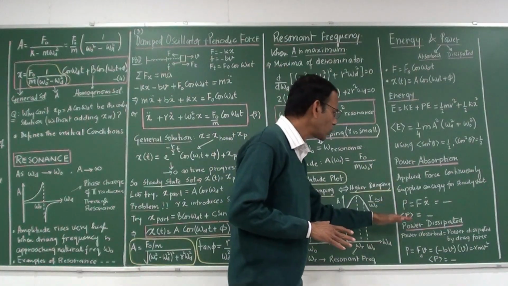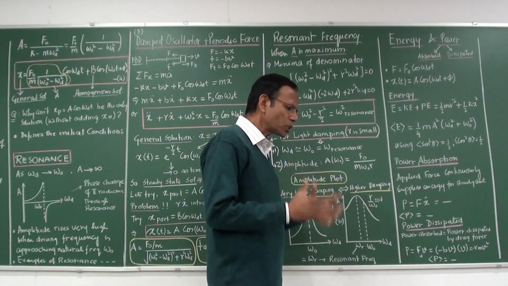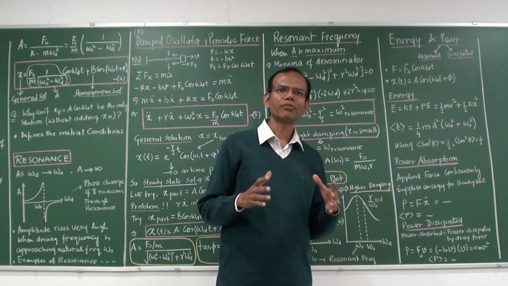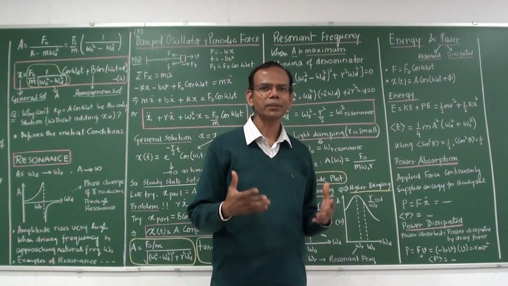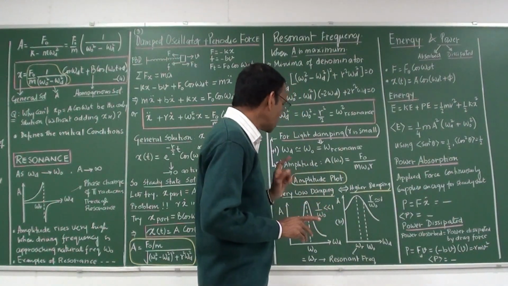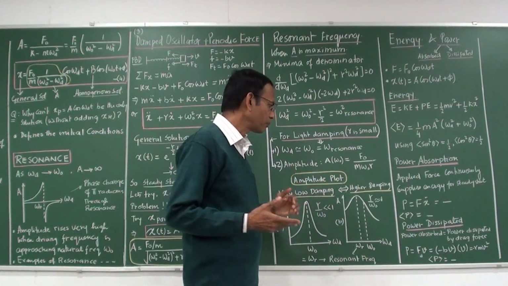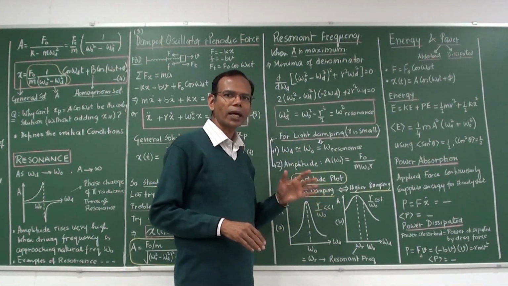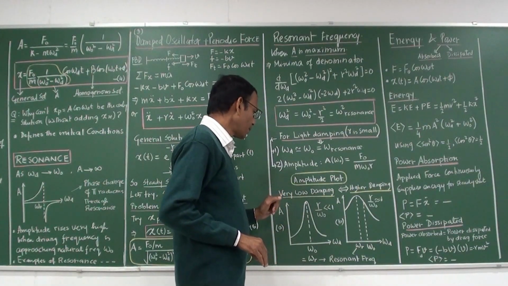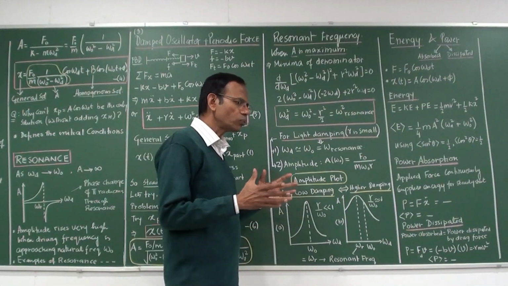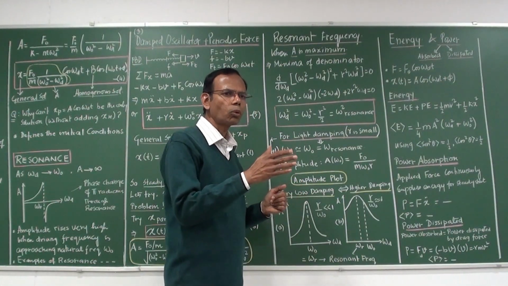I don't want to write all the detailed expressions, because the most important thing is you must understand the fundamentals. The moment you understand the fundamentals, you can calculate everything. One point I have left out, that is the Q. Q is the same, but there is another way of calculating Q. What is Q? We have seen the expression for Q for low damping case is omega 0 by gamma.